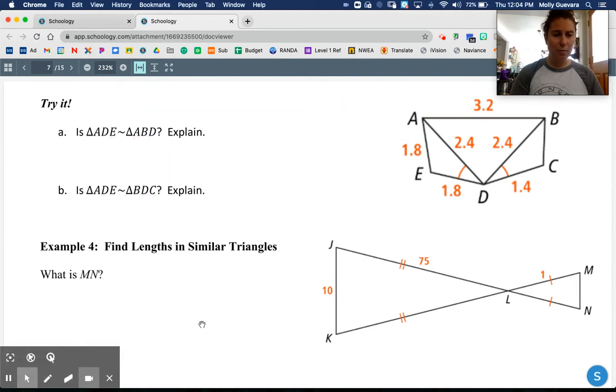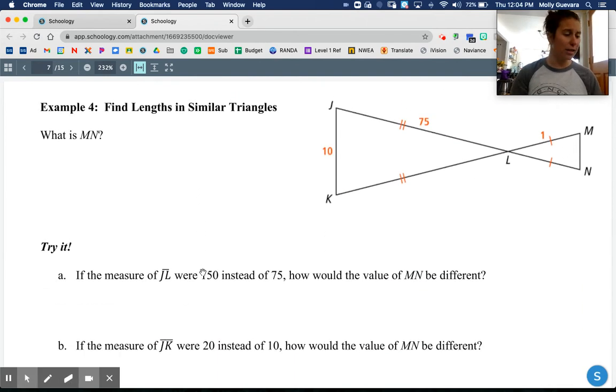Let's look at example 4. As always, if you have any questions on any of these examples, just make sure that you reach out. Example 4 says, what is the length of MN? So this guy right here.